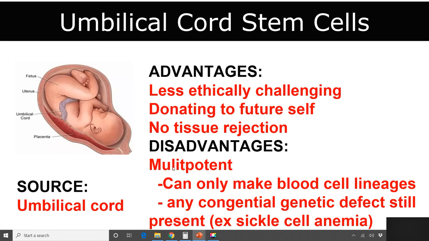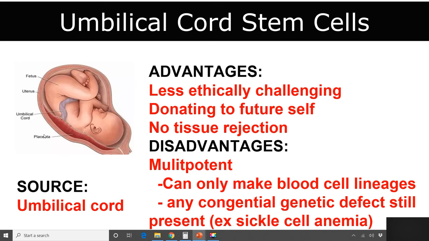The disadvantage of these guys is that instead of being totipotent, they are something called multipotent, meaning they can make a lot of cell types, but only the ones that are from blood cell lineages. So they can make blood cells or they can make immune systems. But if this baby had some sort of stroke later and needed neurons, those cells aren't going to do that. The other thing is that any congenital defect is still going to be present.